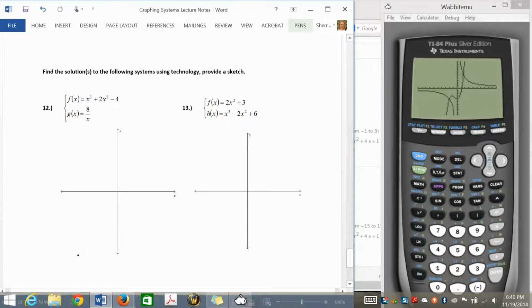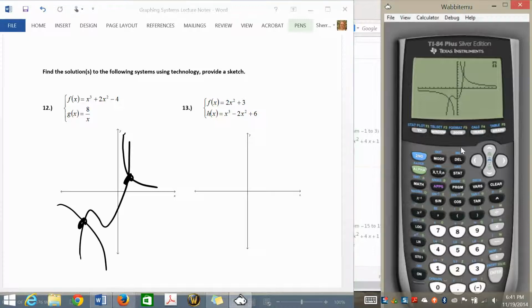So over here we have a funky little cubic thing going, and then there's my 8 over x, where you have all that weird stuff happening close to 0, so my graph goes pretty crazy. Notice we have 2 intersection points. We've got one here and one here, and we can use the calculator to specifically find where those values intersect.